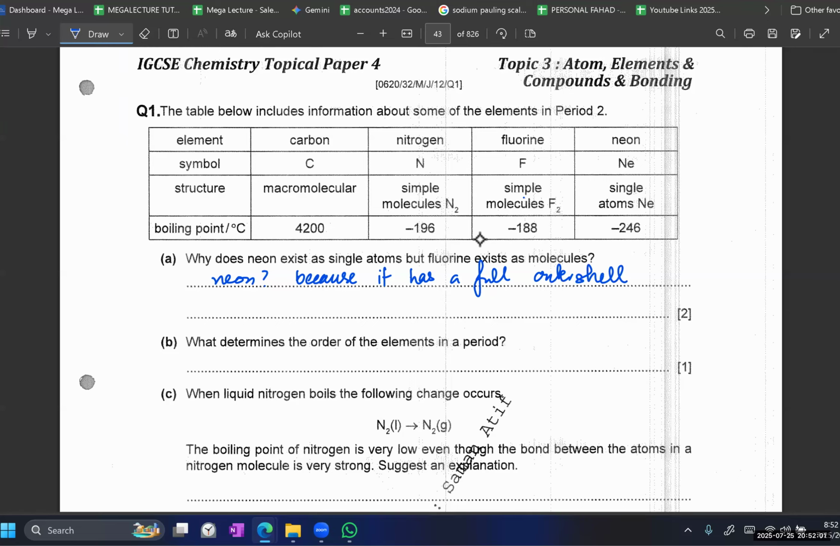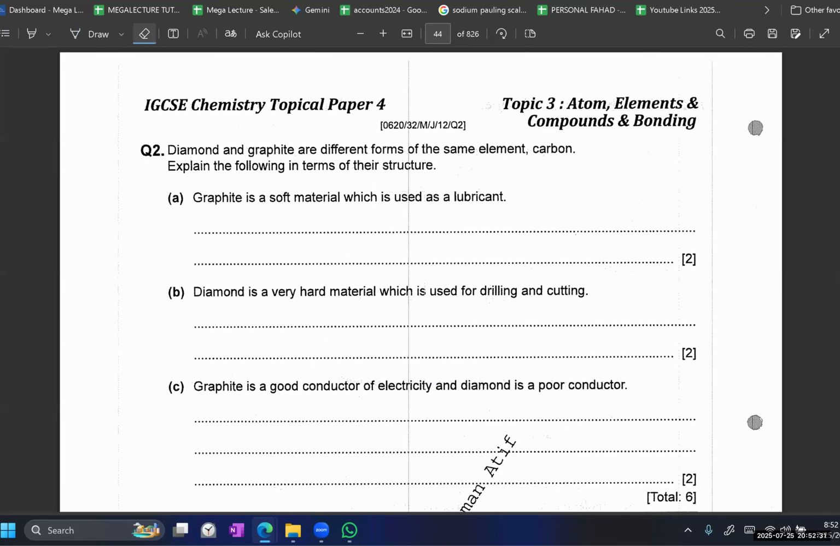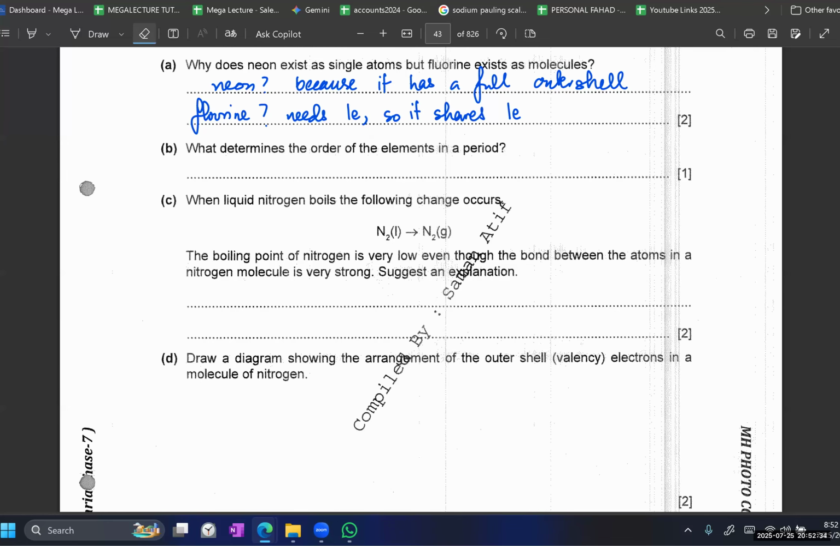While fluorine, okay, what's wrong with fluorine? So why does it exist as molecules? Because it needs one electron. So what does it do? It shares one electron and bonds with other fluorine atoms. Okay, let me write that down. Mainly your answer would have been just that one has a full outer shell, and this one needs one electron.